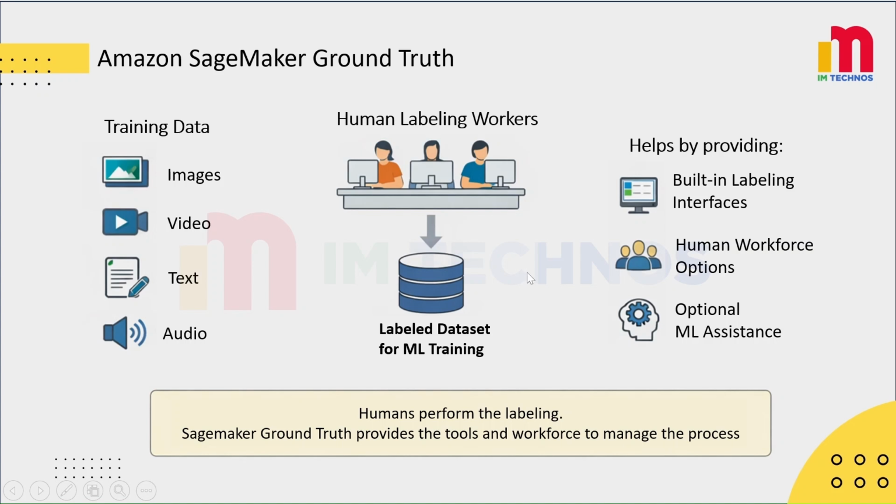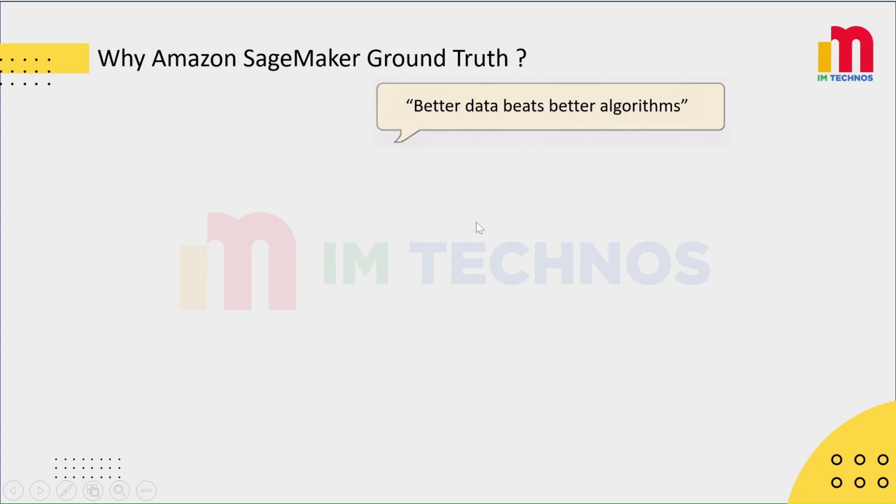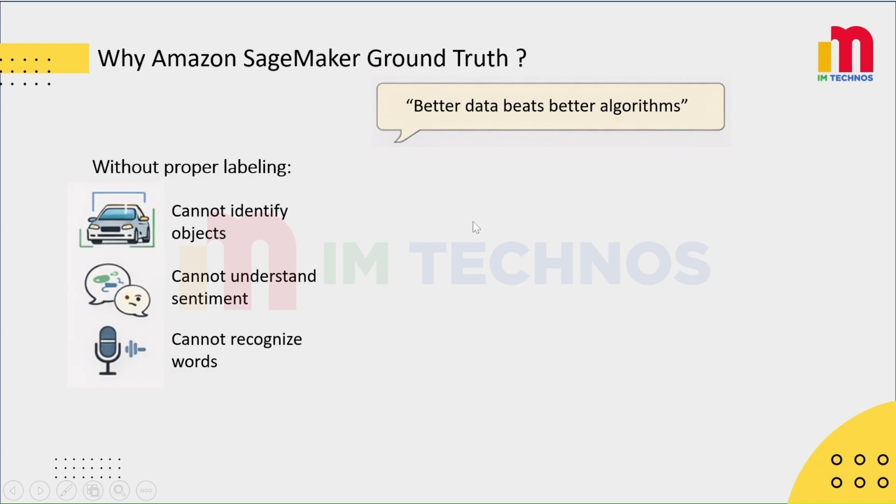So instead of managing your own labeling system, managing workers, and organizing datasets manually, SageMaker Ground Truth provides a managed workflow that allows humans to label data efficiently while AWS handles the infrastructure and tools. Now let's understand why this service is needed. In machine learning, there is a famous saying, better data beats better algorithms. Even the best ML model will fail if the training data is poorly labeled. Without proper labeling, object detection models cannot identify objects, NLP models cannot understand sentiment, and speech models cannot recognize words.